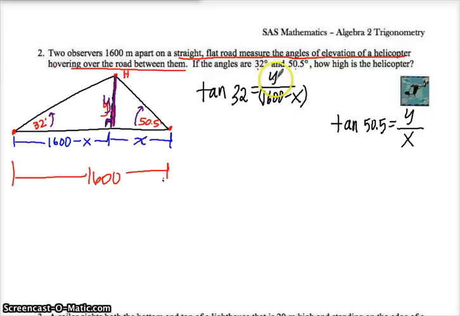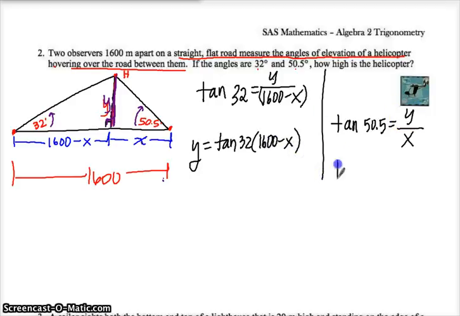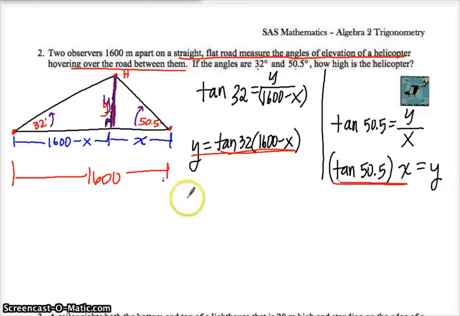So in order to solve for y, we're going to multiply tan of 32 times 1,600 minus x. On this one on the right-hand side, in order to solve for y, we're going to multiply tan of 50.5 times x. And then we can set these equal to each other because they both equal y. So now I have tan of 32 times 1,600 minus x equals tan of 50.5 times x.